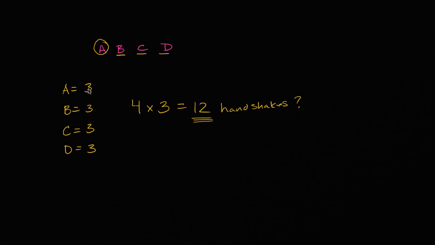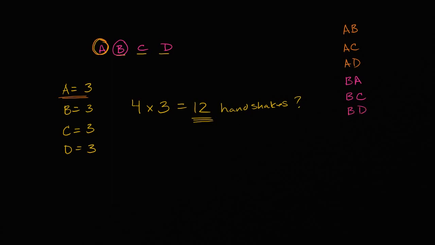I kind of went through this argument fairly fast, but I actually want to visually represent each handshake that goes on. So let's talk about all of the handshakes that A engages in. So A is going to shake B's hand. A is going to shake C's hand. A is going to shake D's hand. So it still seems consistent with what we have here, but let's keep going. We're then saying that B is going to shake A's hand, B is going to shake C's hand, and B is going to shake D's hand.